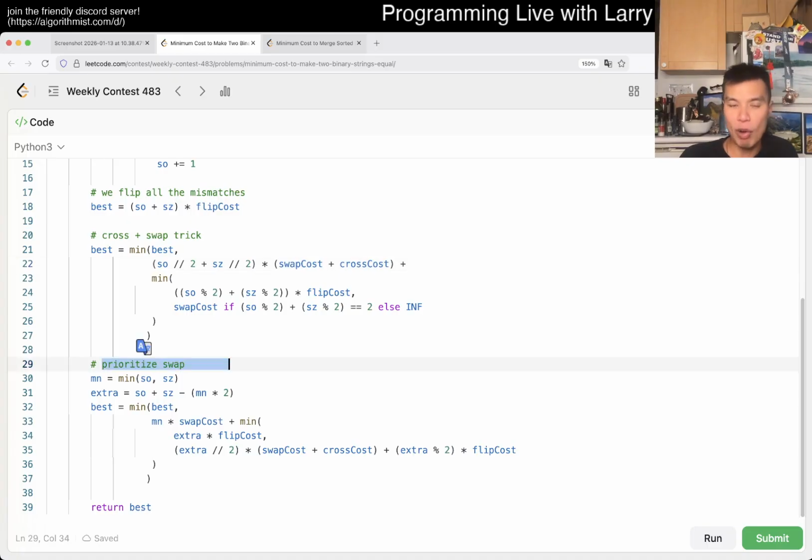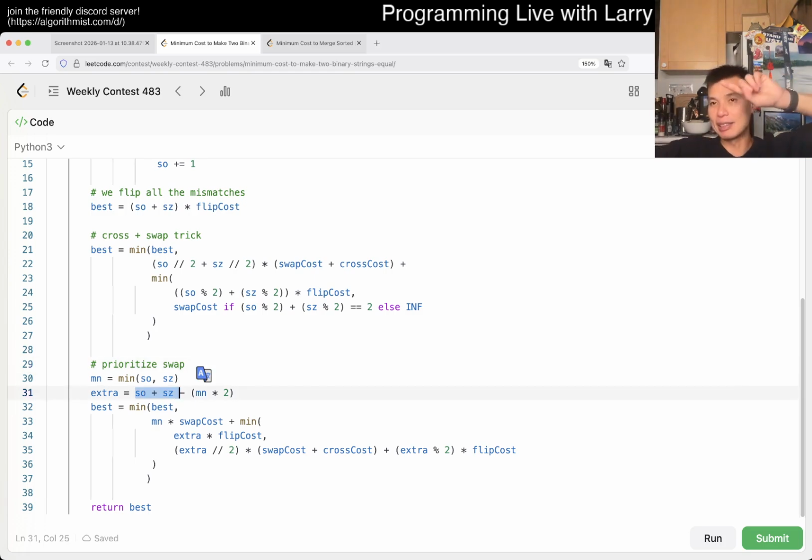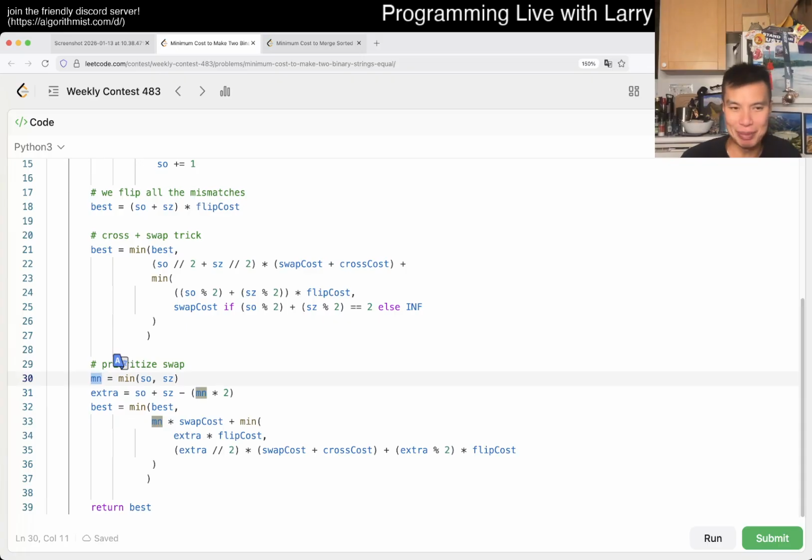So prioritize swap, that means that for every pair of zeros and ones that were counted, that means that they're in the wrong place, then you could directly swap them, right? I put min because this is min, but you could think about them as pairs, right? So you have pairs of numbers, which is the min, right? And you can see that per pair, that's the swap cost. So that's all the swap cost.